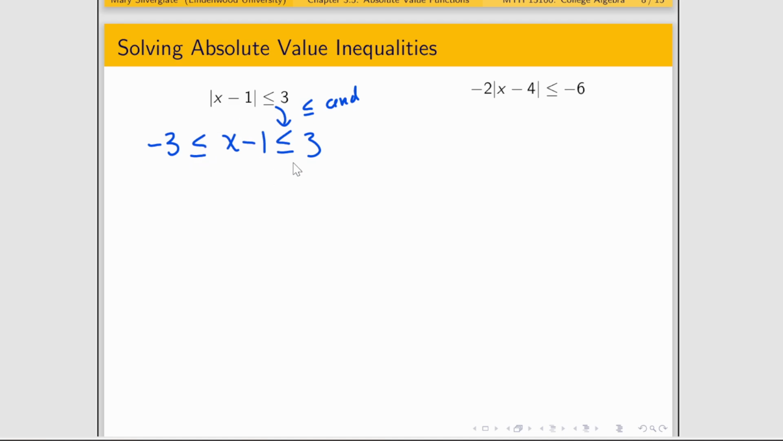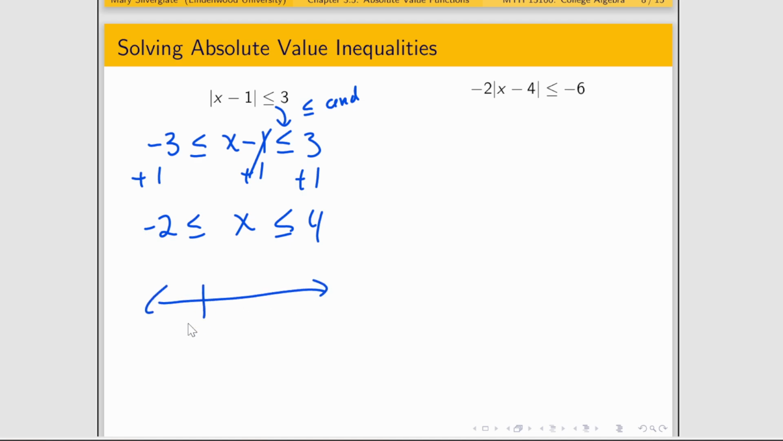So I have one step to get x by itself. I have to undo subtracting 1 by adding 1 to all three sides. Negative 3 plus 1 gives me negative 2. Negative 1 plus 1 gives me 0. That's what I wanted. And 3 plus 1 gives me 4. So as our final solution, x is in between -2 and 4, this time inclusive because it has an or equal to sign. So in interval notation, that's from -2 to 4.